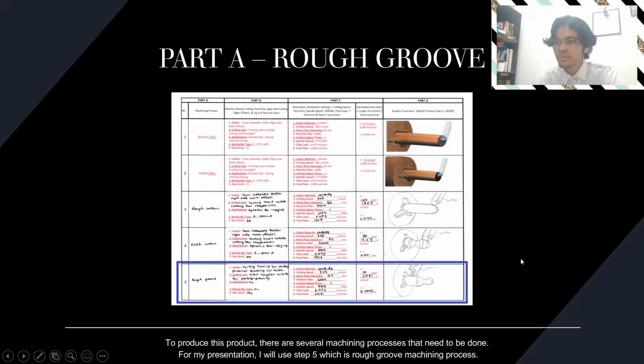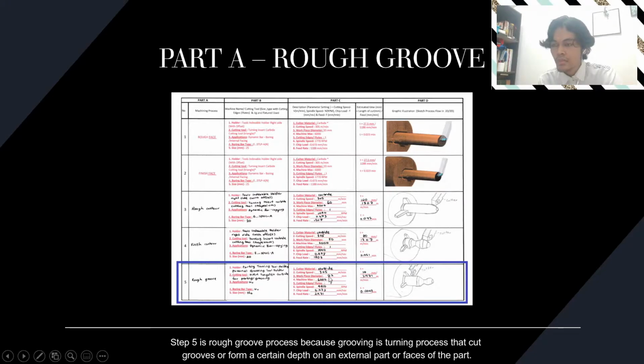So to produce this product, there are several machining processes that need to be done. For my presentation, I will use step 5, which is the rough groove machining process. Step 5 is the rough groove process because grooving is a turning process that cuts grooves or forms a certain depth on an external part or faces of the part.